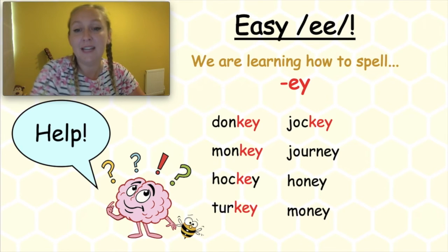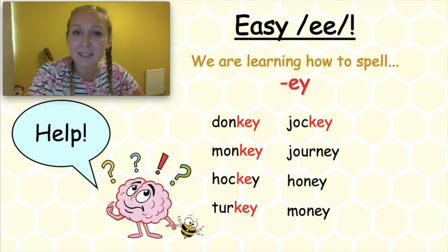Well done if you said key. I can spot the word key in all of these words. So that helps me with my spelling. If I hear the key word within this word, donkey, it's a pretty good guess that it's going to be spelled with an E and a Y. Same as monkey and hockey and turkey.